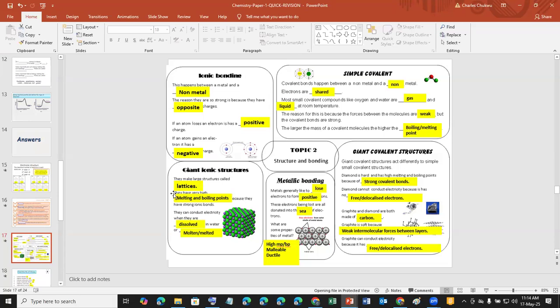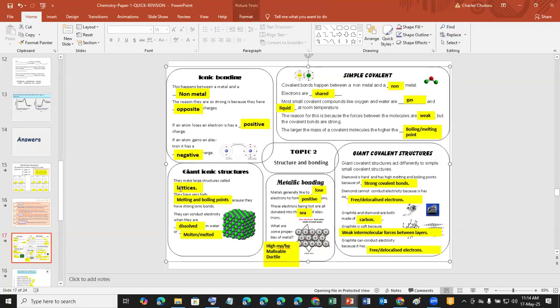For giant ionic structures, I don't think we answered this one, but it's lattices. That's the name of what they form. Lattices. They have very high melting and boiling points because they have strong ionic bonds. They can conduct electricity when they are dissolved in water, or they are molten or melted. They are freer to move around. That's the reason why they can conduct electricity.